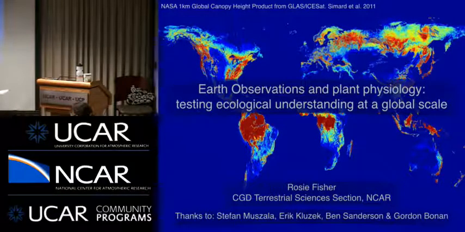So it's our pleasure to welcome Rosie Fisher. She got her undergraduate degree in biology from Oxford, went on to get a PhD in Edinburgh doing a rain exclusion experiment in the Amazon. So she is an observationalist. And went on to do a postdoc at Sheffield University in the UK and another postdoc at Los Alamos. And in 2010 started as a scientist here with CGD Terrestrial Science section. So, Rosie, you ready?